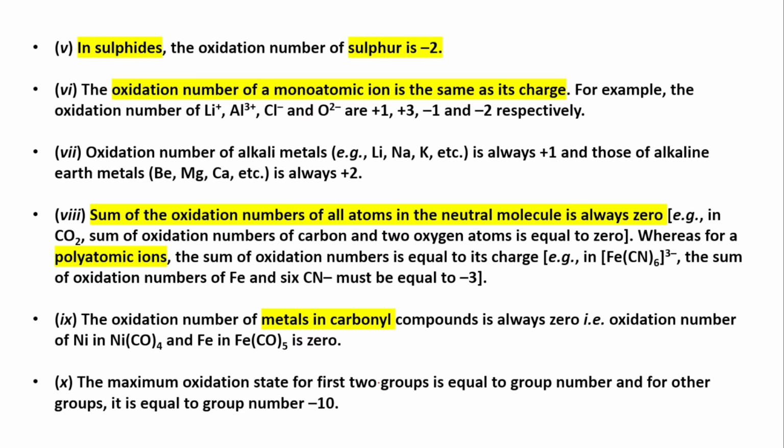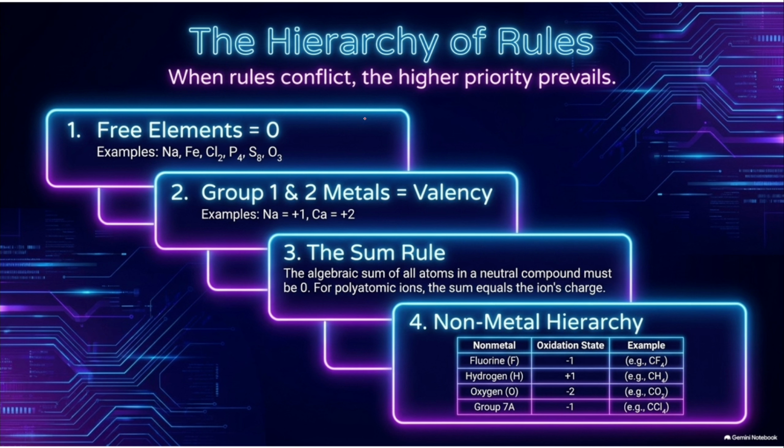The maximum oxidation state for the first two groups is equal to the group number, like alkali metals and alkaline earth metals, and for the other groups it is equal to group number minus 10. Suppose we talk about halogens, group number 17. So 17 minus 10 is 7, so 7 is the maximum oxidation number of these halogens. Fine.